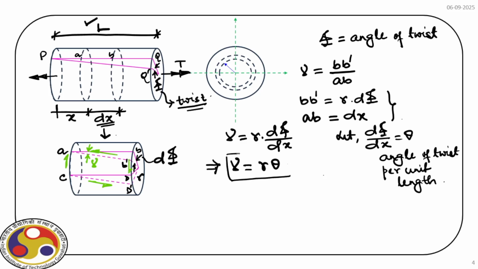So we get the first expression of the shear strain, and as you can see, for a constant r, if we increase theta, obviously shear strain will increase. That means if we increase the angle of twist per unit length, we will produce more strain. Now, because theta is equal to phi by L, you can also write gamma is equal to r times phi divided by L.